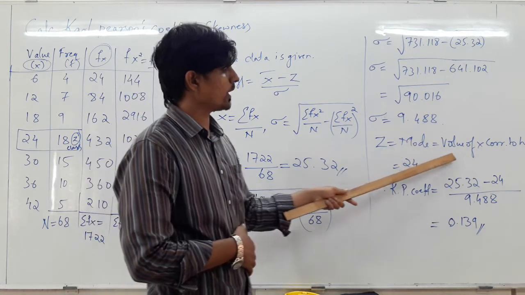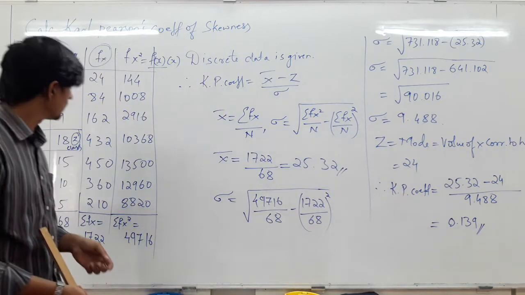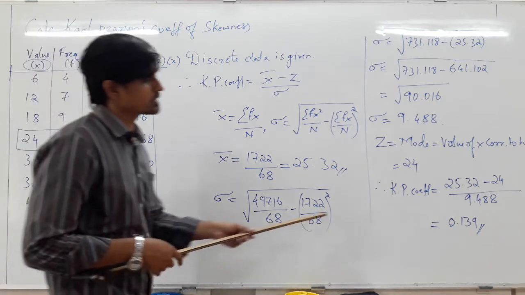So mode is equal to the value of x corresponding to the highest frequency. So in the table or in the values given, which is the highest frequency? 4, 7, 9, 18, 15, 10 and 5. 18 is the highest frequency. So for this 18, what is the corresponding x value? 24. So 24 is the mode.